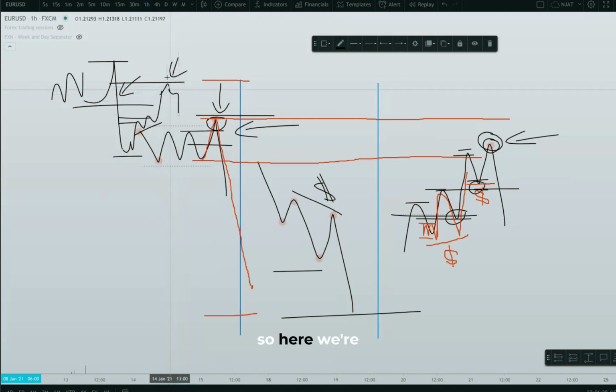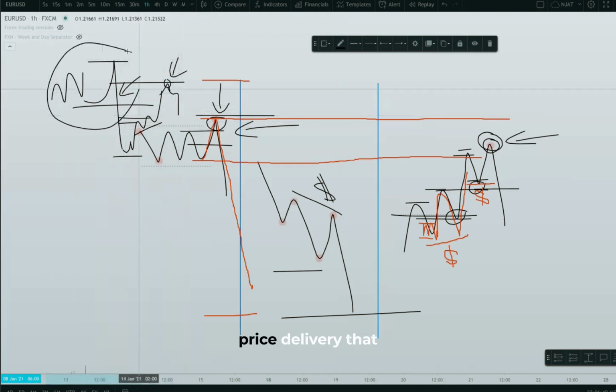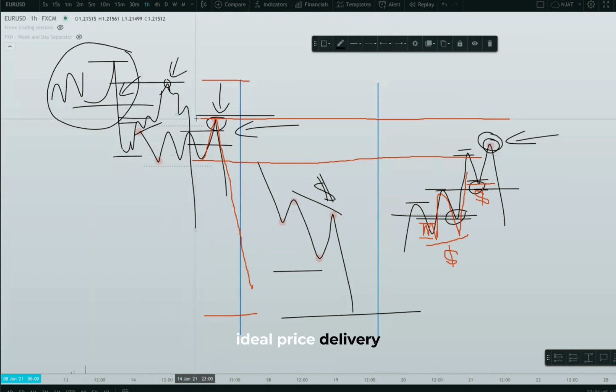right? So here we're always expecting to see a reaction, right? Because we have the ideal price delivery. What we want to see is that we're flowing with the higher time frame, because this will be a higher time frame price delivery that intends to move price and continue price lower. And here we have our full ideal price delivery. This is what we want to look for.